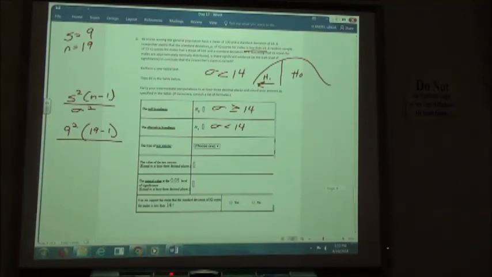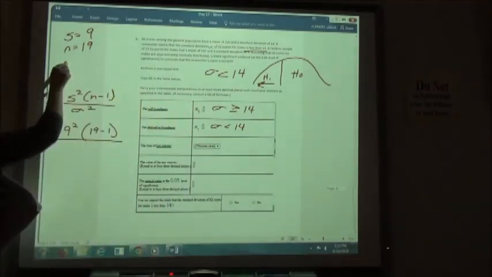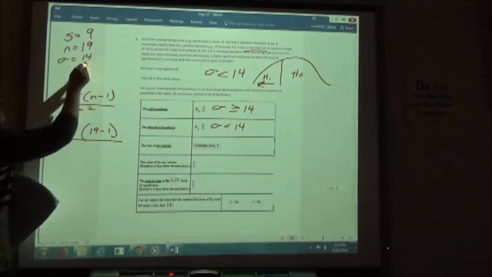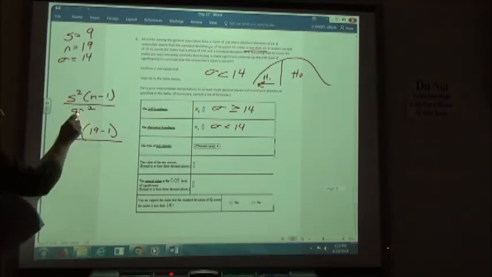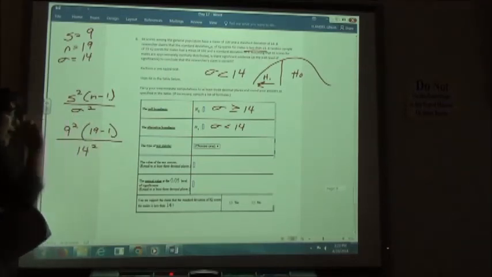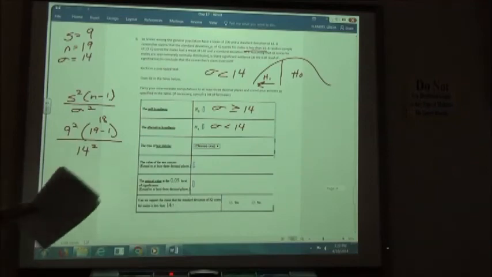Over, and then our standard deviation, the one from the problem, is 14, right? And so on the bottom, we're going to do 14 squared. If you want to make it easier to type in, you could just do the 19 minus 1 in your head. Oh, I forgot to pick out my test statistic.